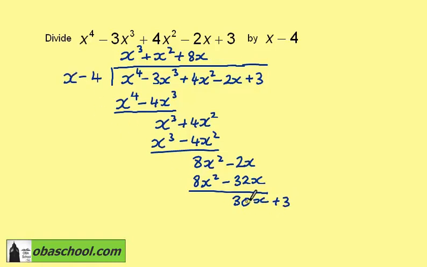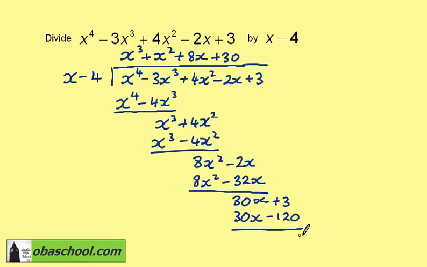We then do x to get 30x. To get 30x from x, we must multiply it by 30. So we write down the plus 30. We then do 30 times x, and then 30 times minus 4. Once again, we're going to subtract.